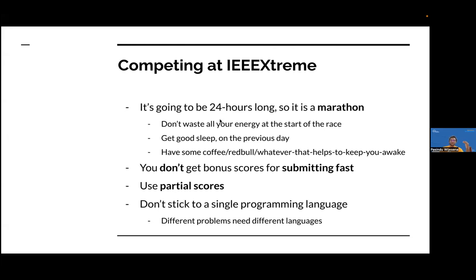So don't lose your energy, keep it up, and make sure you have a good sleep before the competition, because staying awake for 24 hours is a hard task in itself. But in these 24 hours, you are going to have to engage your brain. So it's not like some Netflix binge-watching thing, because you have to think and think and think over these 24 hours.